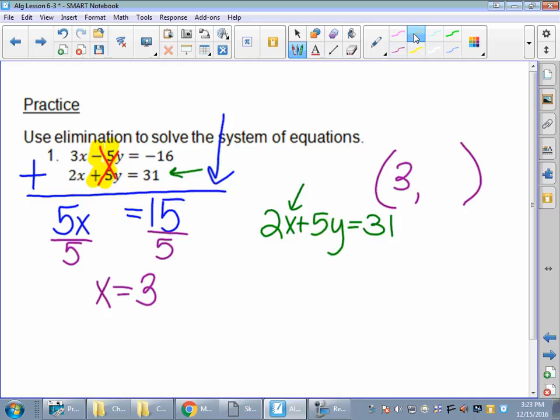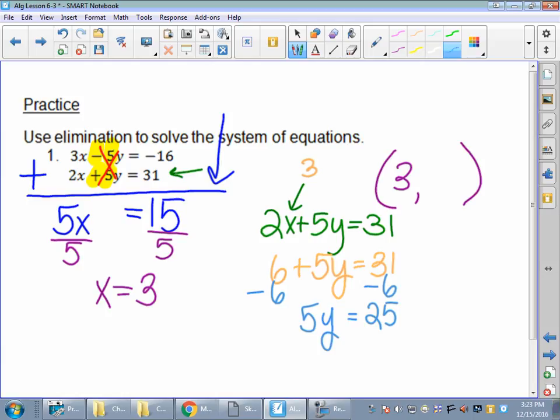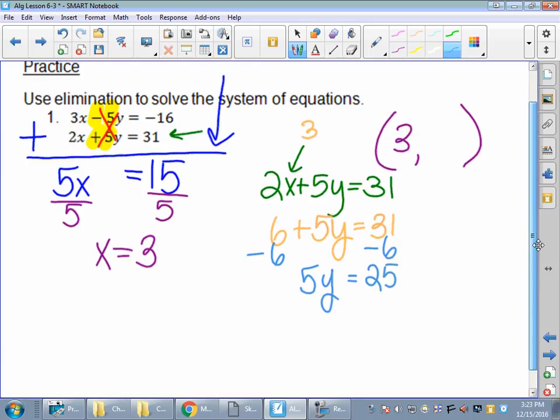We found that x was 3. So 2 times 3 is 6, plus 5y equals 31. We just have to solve this equation the old-fashioned way. I'm going to subtract 6 from both sides. This might be a really great time to hit pause, do this problem yourself, and see if you get the same value for y.